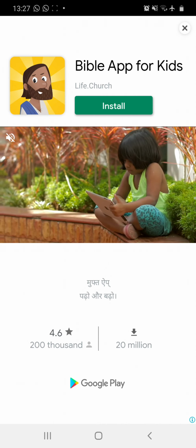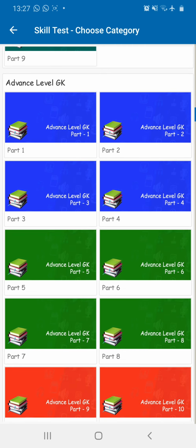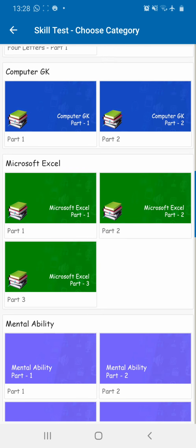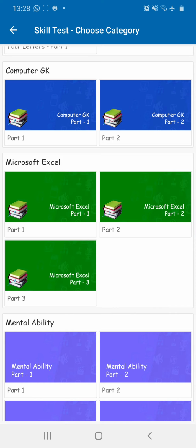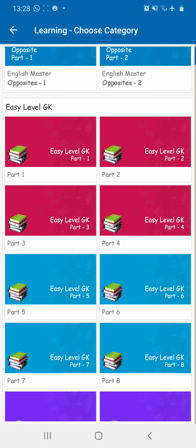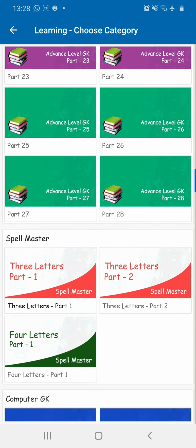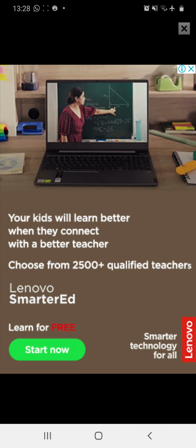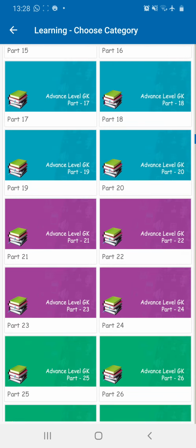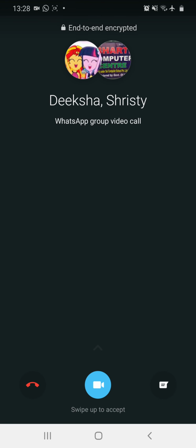Okay, thank God there is a mute button. I would always press that. Okay, computer GK. I love computer. Oh, no. Not skill test right away. First, let's learn the questions. Okay, where is it? Oh, come on. What about we do easy level? Let's do part 5.